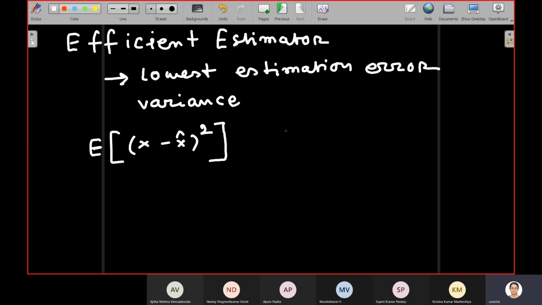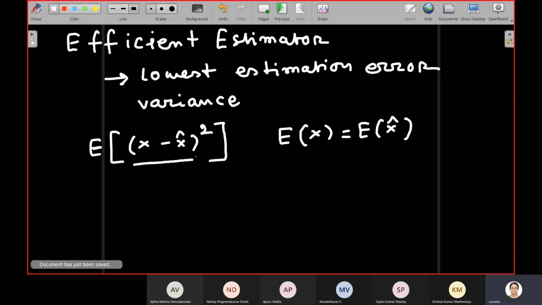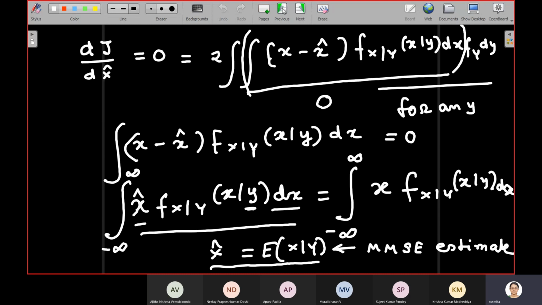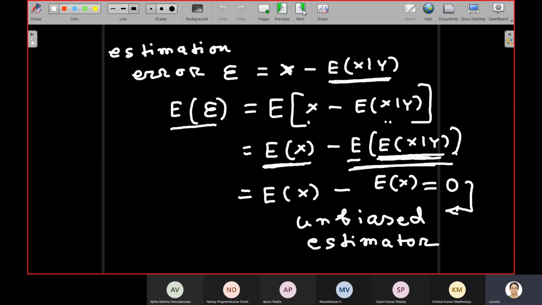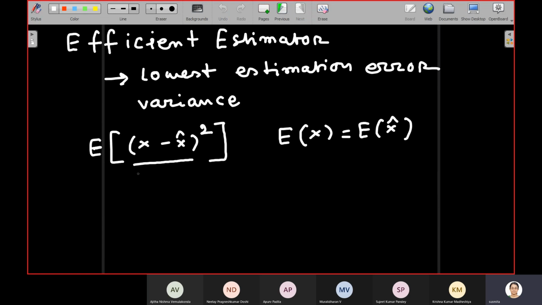We have considered an unbiased estimator, meaning the expectation of x is the expectation of x hat. So the mean of the estimation error, the expectation of the estimation error, is 0. So this is the estimation error variance for that estimate. Now we already derived the expression of the minimum mean square error estimator by minimizing this one, right? So you got an expression of x hat by minimizing this one. So from this we can say that MMSE is an efficient estimate.